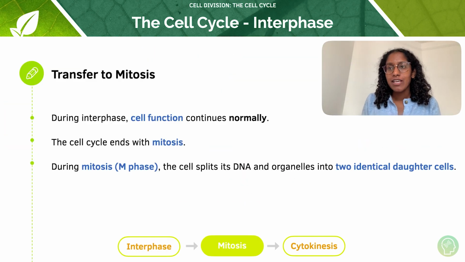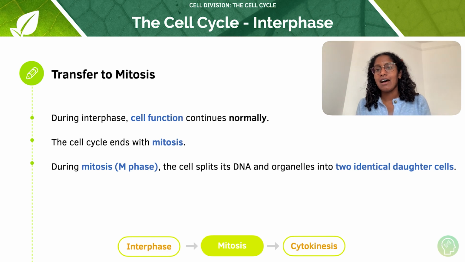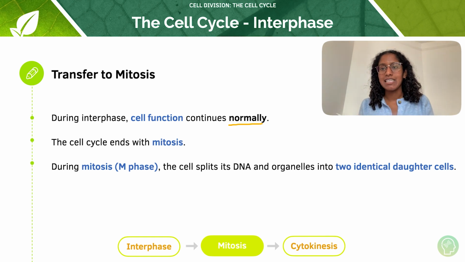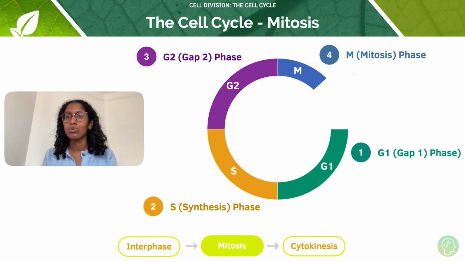So then, after interphase, we then have mitosis. So during interphase, the cell function continues normally. And then when the cell is ready, it enters mitosis. So during mitosis, the cell splits its DNA and organelles into 2 identical daughter cells.